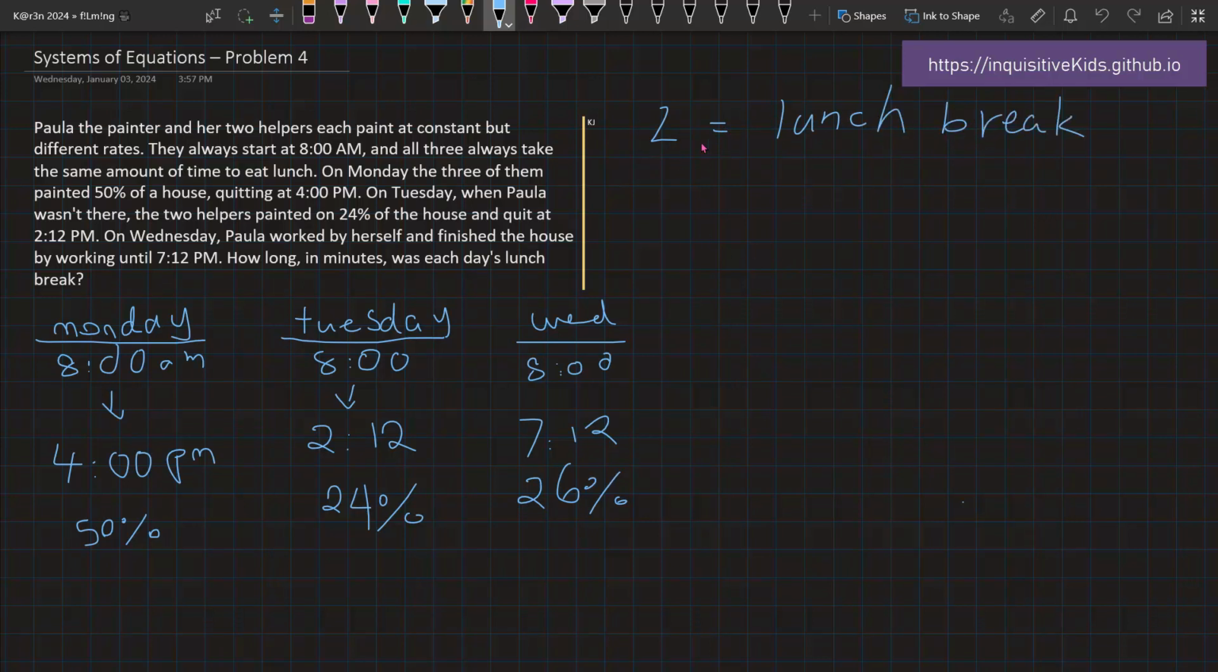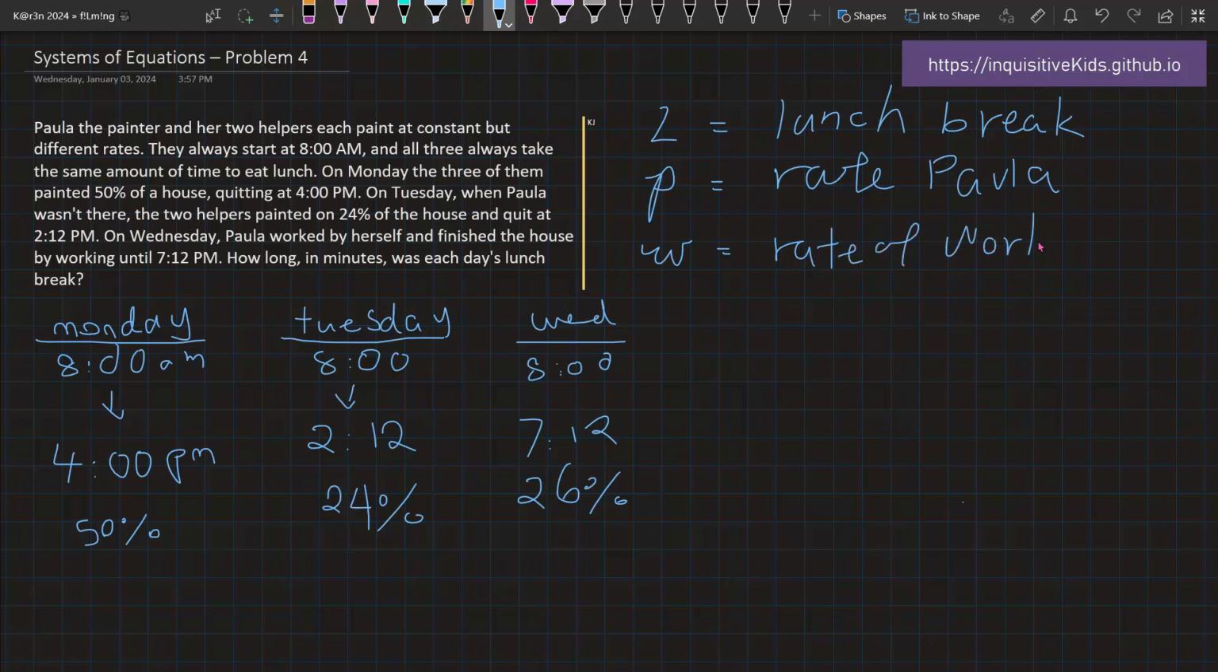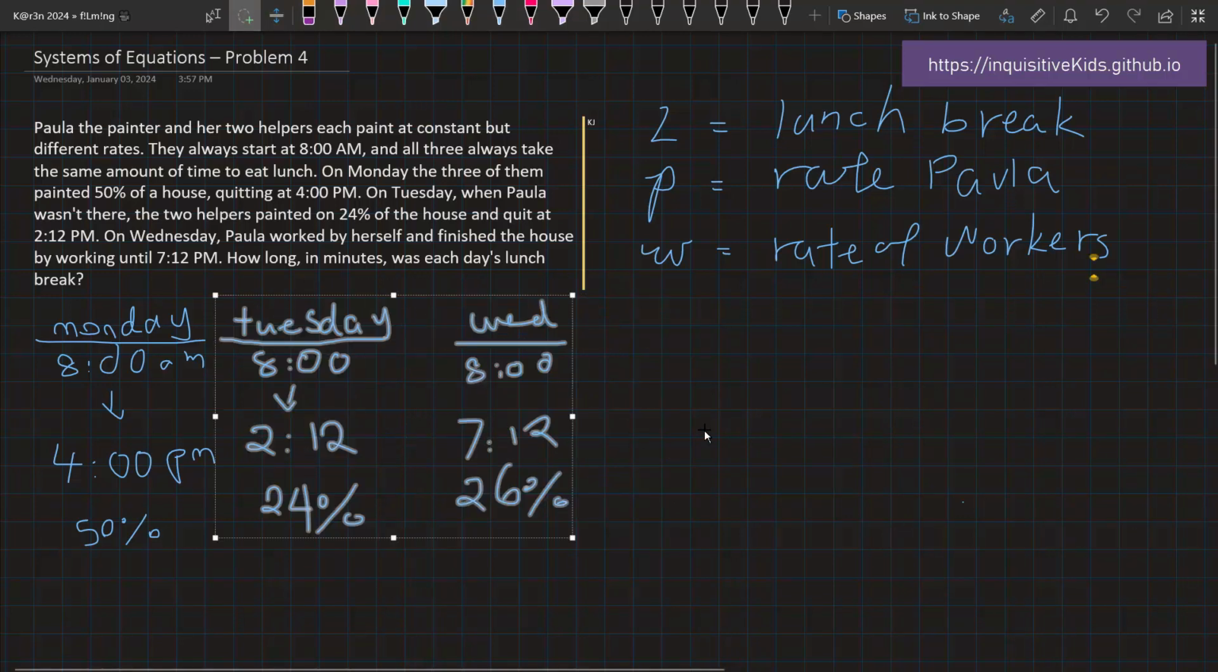And then we still have to set the rates that Paula and her workers work at. So Paula we can set as P. P represents the rate of Paula, how fast, how efficient she works. And since her helpers are working at the same rate, the workers would be W, the rate of the 2 workers combined, because throughout the problem, the 2 workers are never apart. So now is when we can write out the system of equations. I'm going to move this over so we have more room.